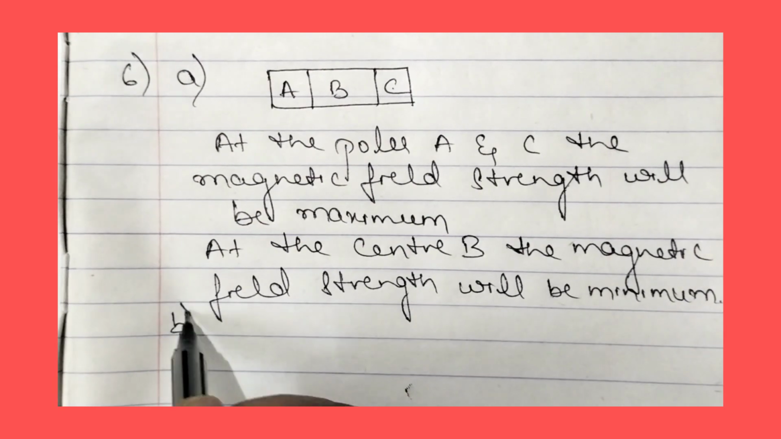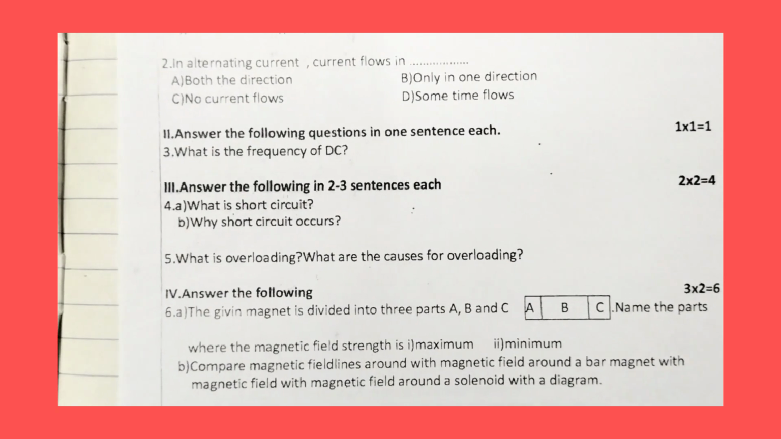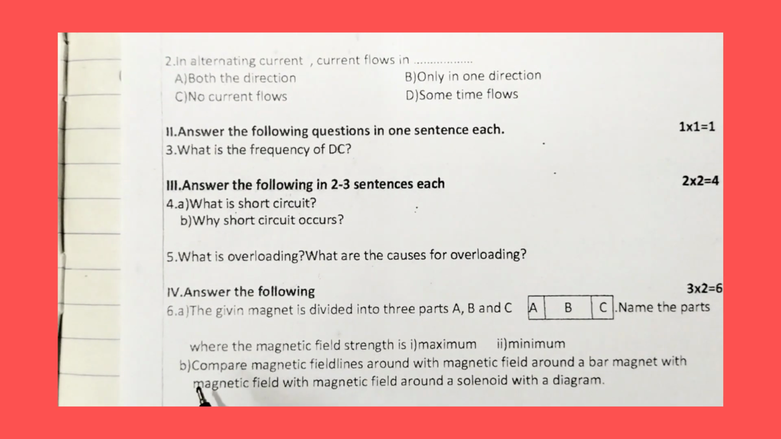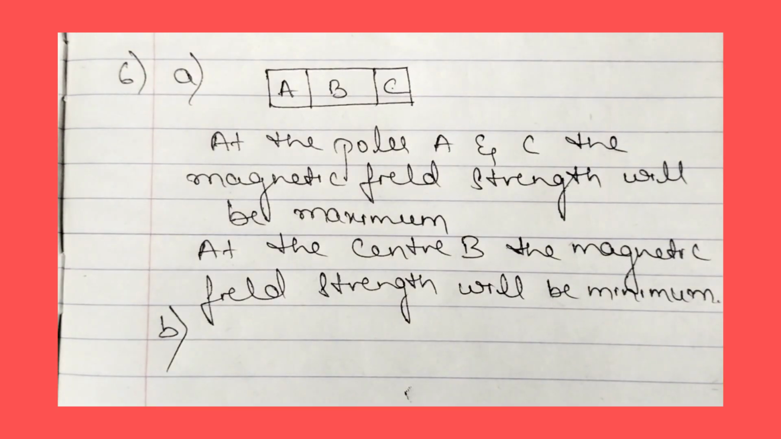In that, one more internal choice question is there. So let us answer that internal choice question. Sorry, not internal, a B question is there. Compare the magnetic field lines around a solenoid with the magnetic field around a bar magnet, with a diagram. So let us compare the magnetic field around a solenoid and around a bar magnet.